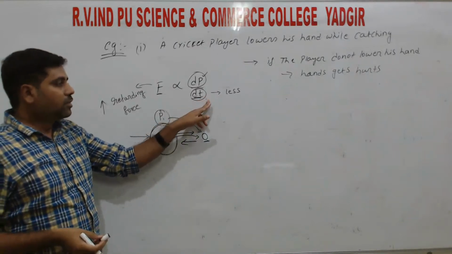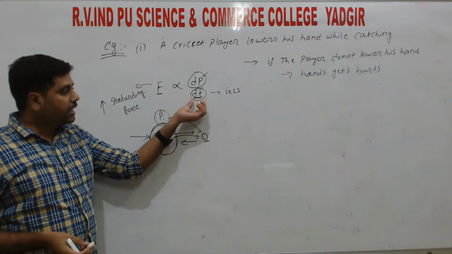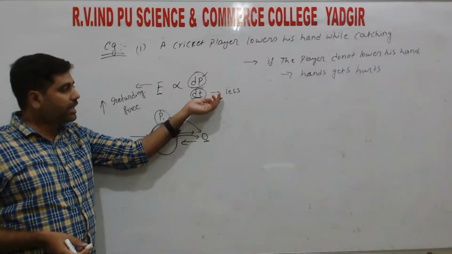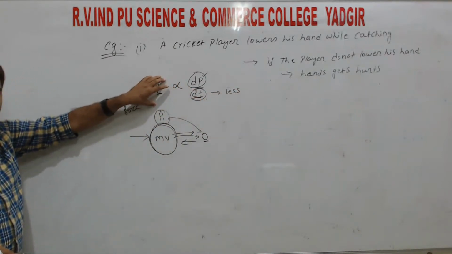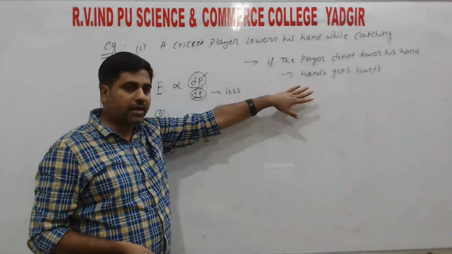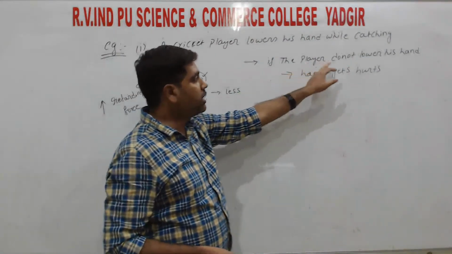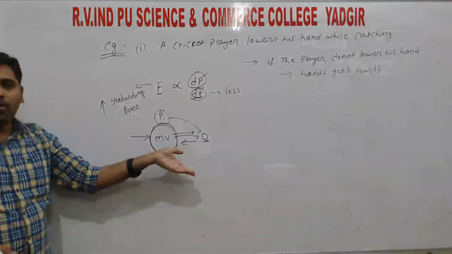So the reason is the momentum. To bring the momentum of the ball to 0 it requires only less time. As the time is less, the retarding force we are applying on the ball is more, hence our hands get hurt. This is when the player does not lower his hand. You must have observed this while catching the ball.